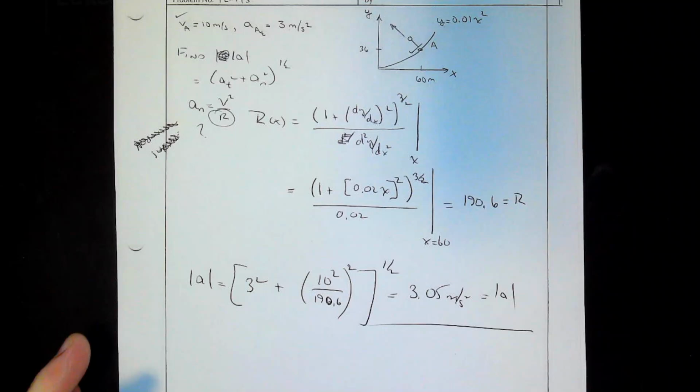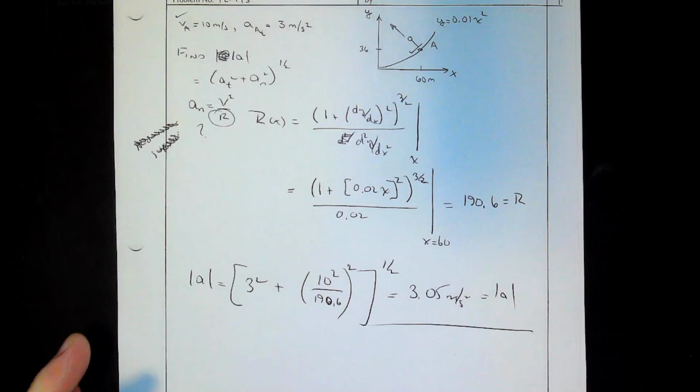Now, I need r at x equals 60. So we take this equation and we set x equal to 60. So 1 plus 0.02 times 60 squared, bracket, to the 3/2 power. And divide the whole thing by 0.02. All right? Easy with the calculator. You can't possibly do that in your head. If you do, you can make a lot more money calculating odds and stuff in Vegas and make better money than an engineer. So, bam, there it is.